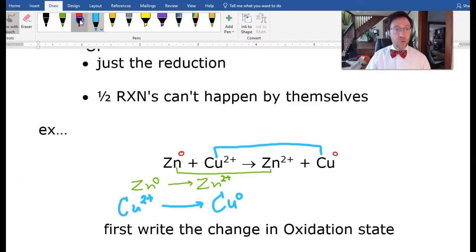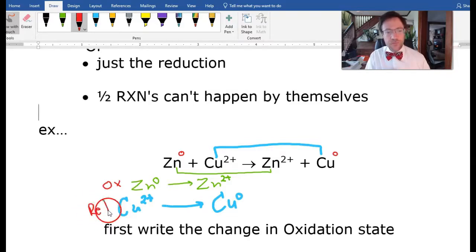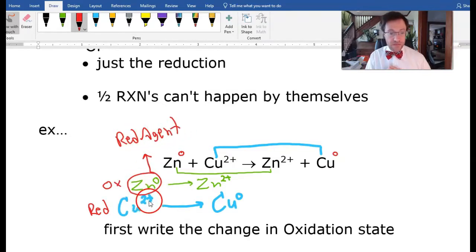Let's double check how much knowledge we retained. This is going from 0 to plus 2. Is that reducing? The charge is definitely not being reduced, so I'm going to call this oxidation. And here, the copper is going from a plus 2 to a 0. The charge is definitely being reduced. I'm going to call that reduction. And if this is being oxidized, this is the reducing agent. And if this is being reduced, it is the oxidizing agent.